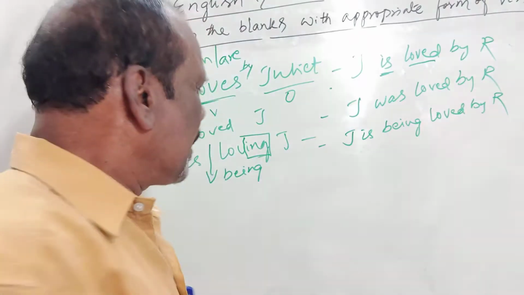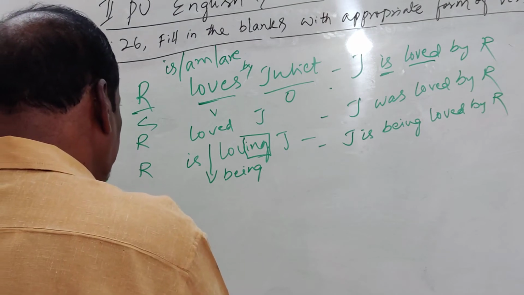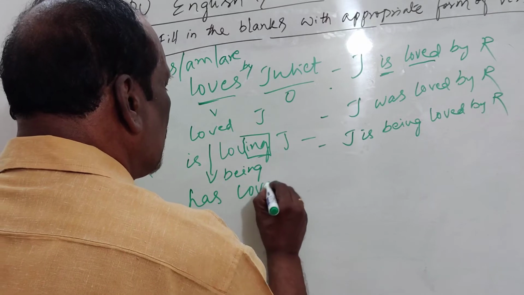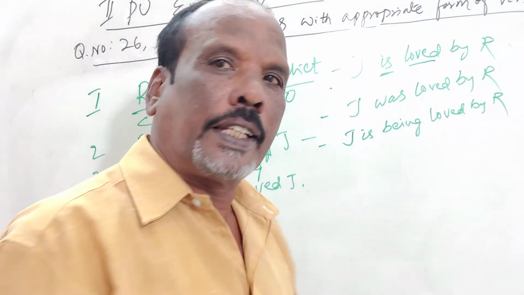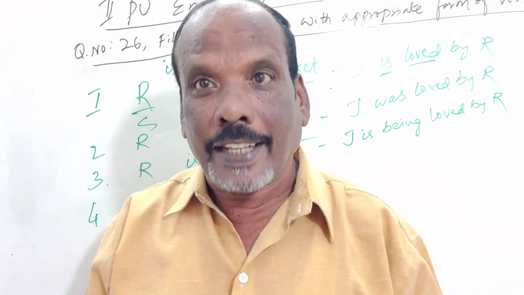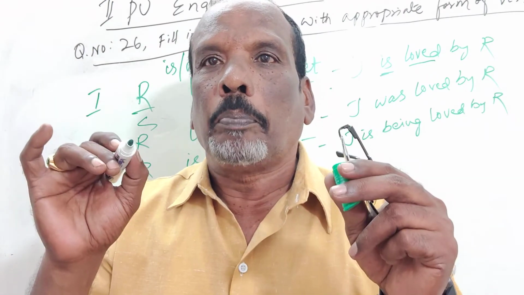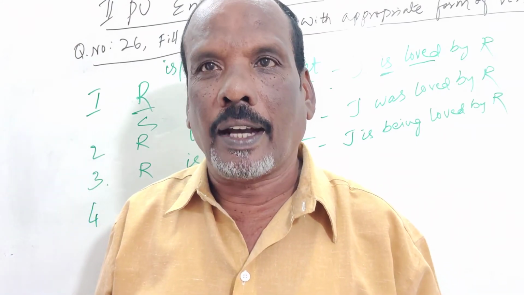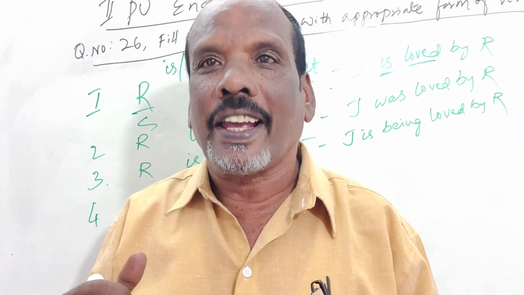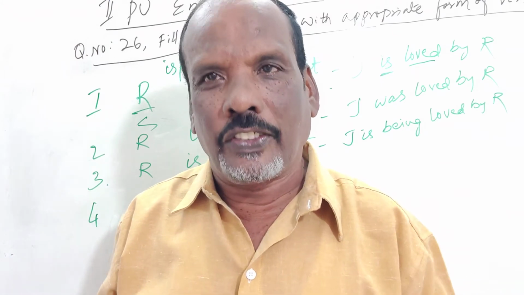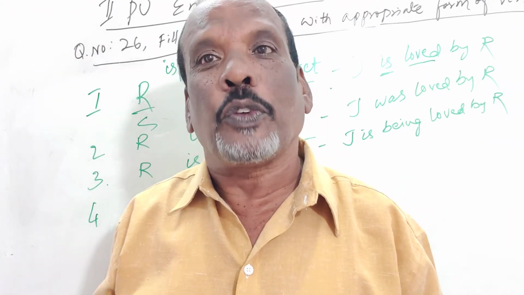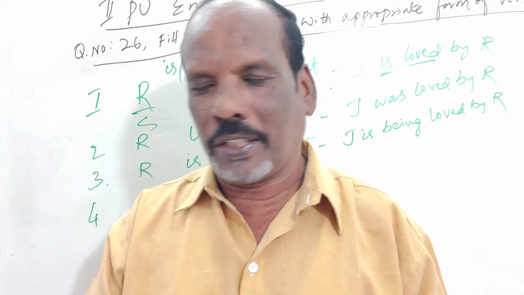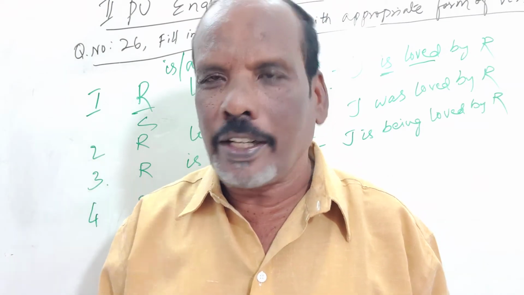Right? Okay. Coming to type number 4. Romeo has loved Juliet. That is present perfect. In the case of present perfect and past perfect, we have to use a separate way of changing active voice into passive voice. Now, let's see in this sentence, we see two verbs. Has, loved. Loved is the main verb, has is the auxiliary verb.